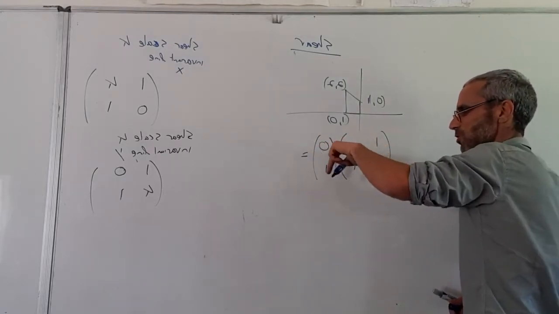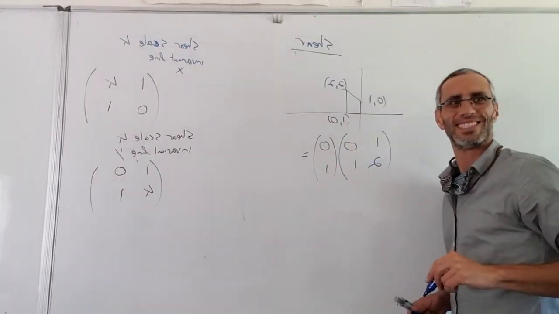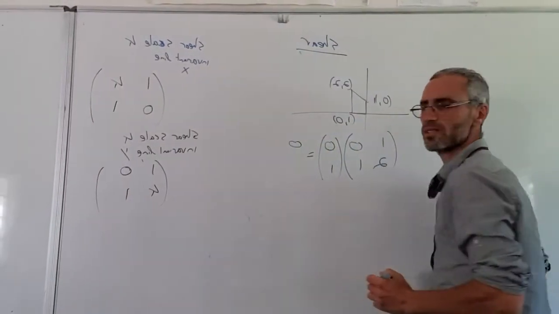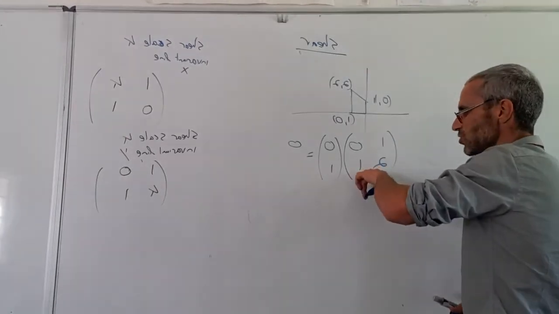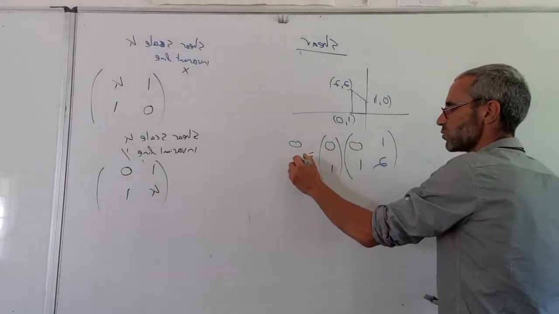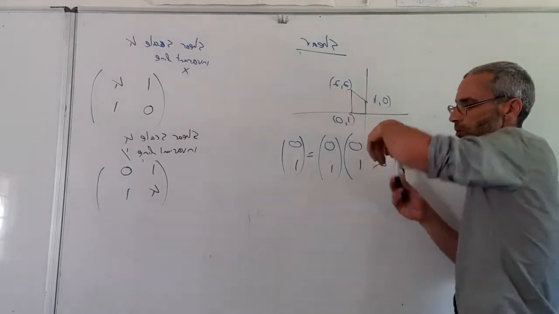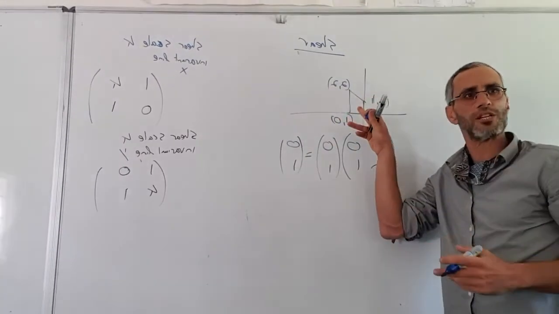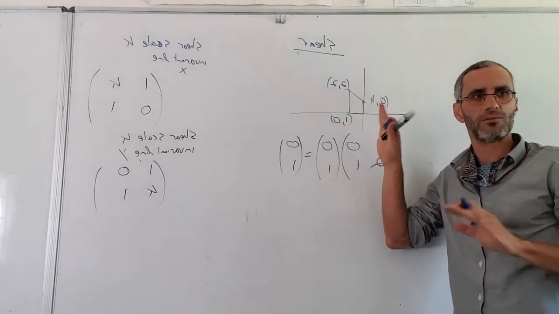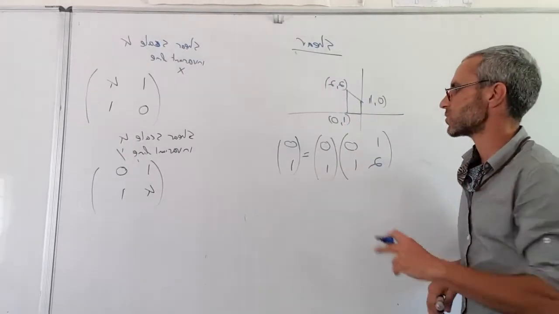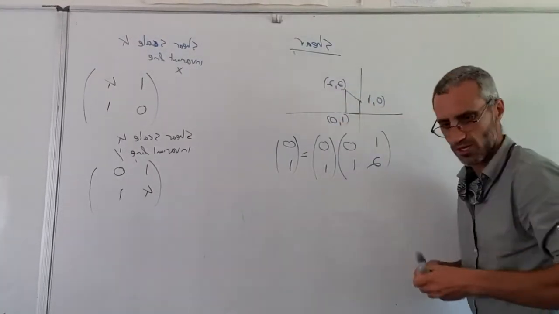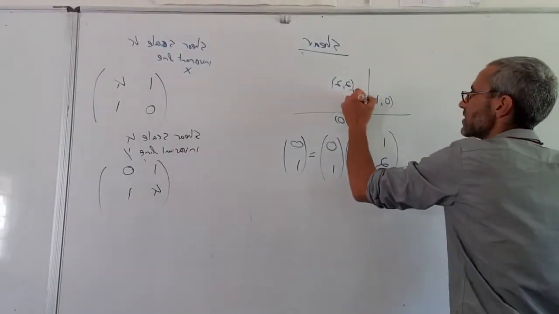It's 1 times 0 plus 0 times 1, which is 0. Okay? 2, 1 times 0, 1 is 1. We could have known that already, because when we're shearing in the y direction, the y-axis is the invariant line, so it stays the same. So that stays in the same spot. I'll put a red dot on it so we know that stays there.